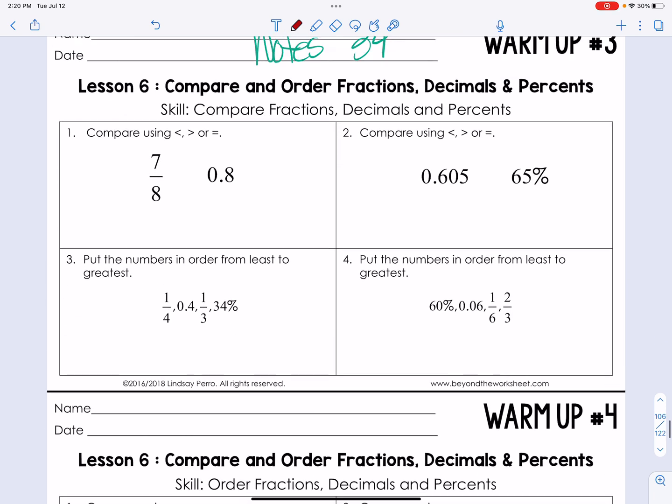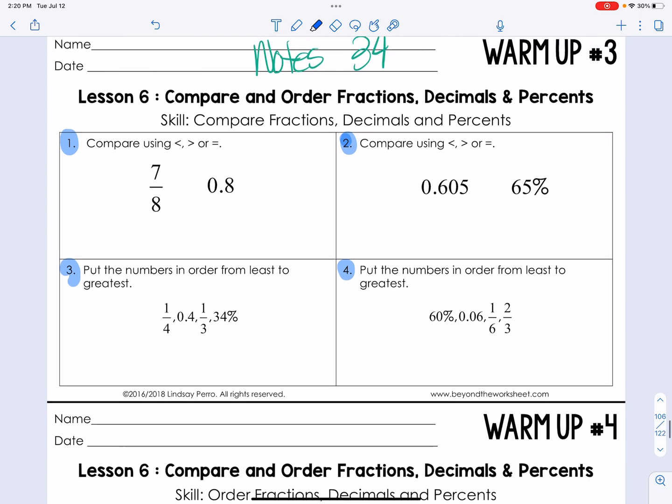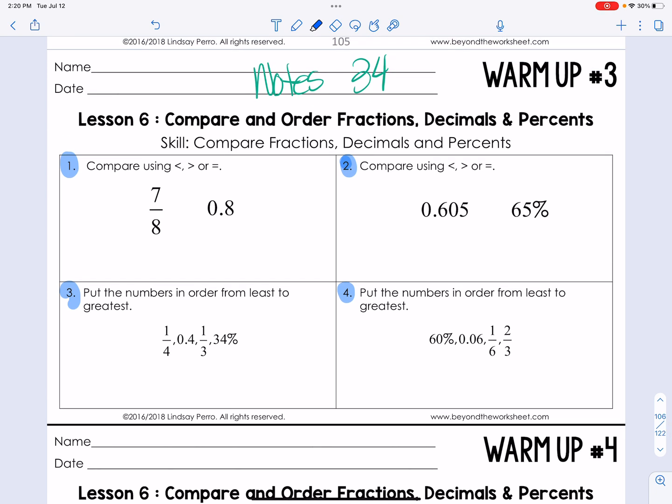Okay. All right. So you're comparing these and putting them in order. You're doing all 3 of what we just did. So I would like you to pause the video and do all 4 of these. Go. Pause the video. Do all 4.